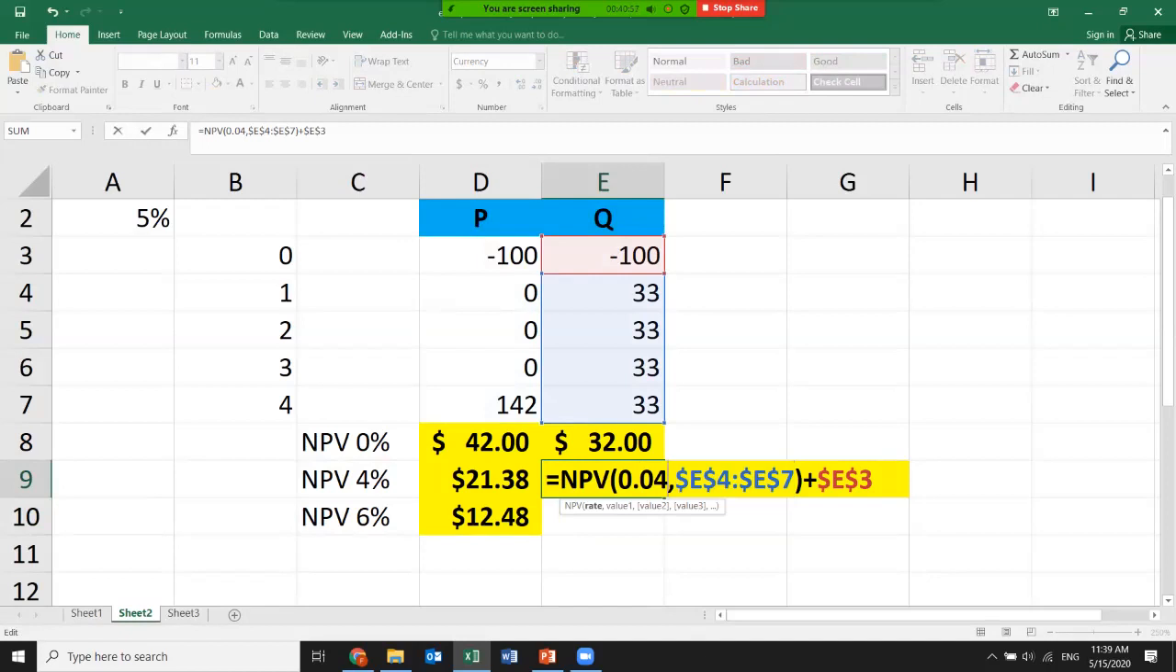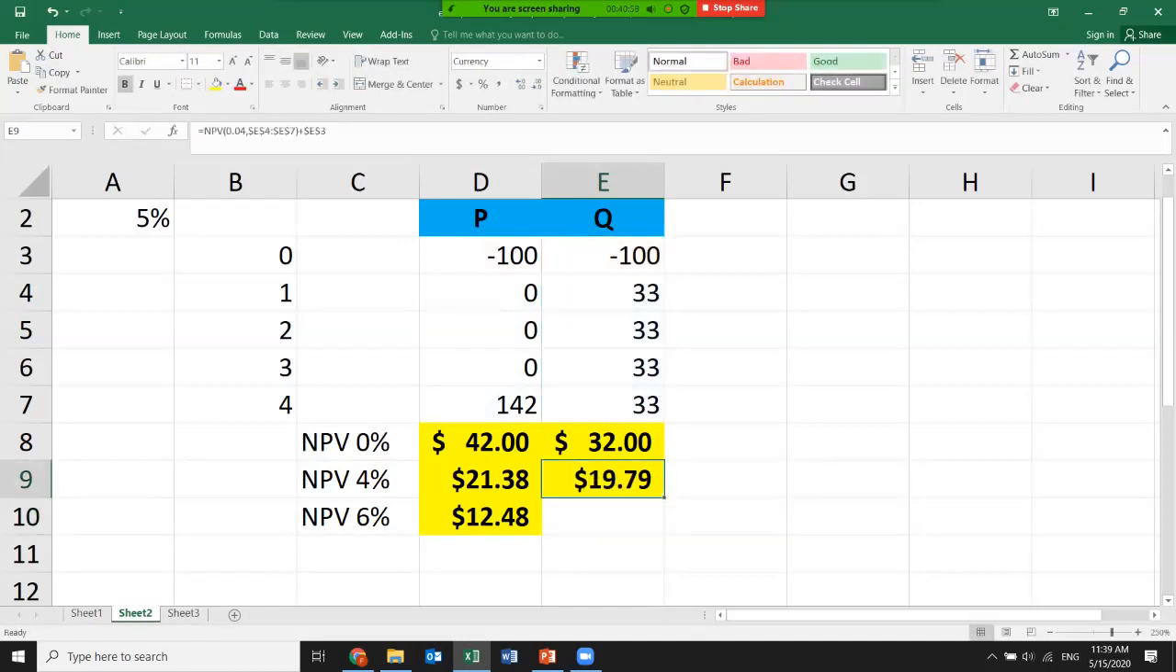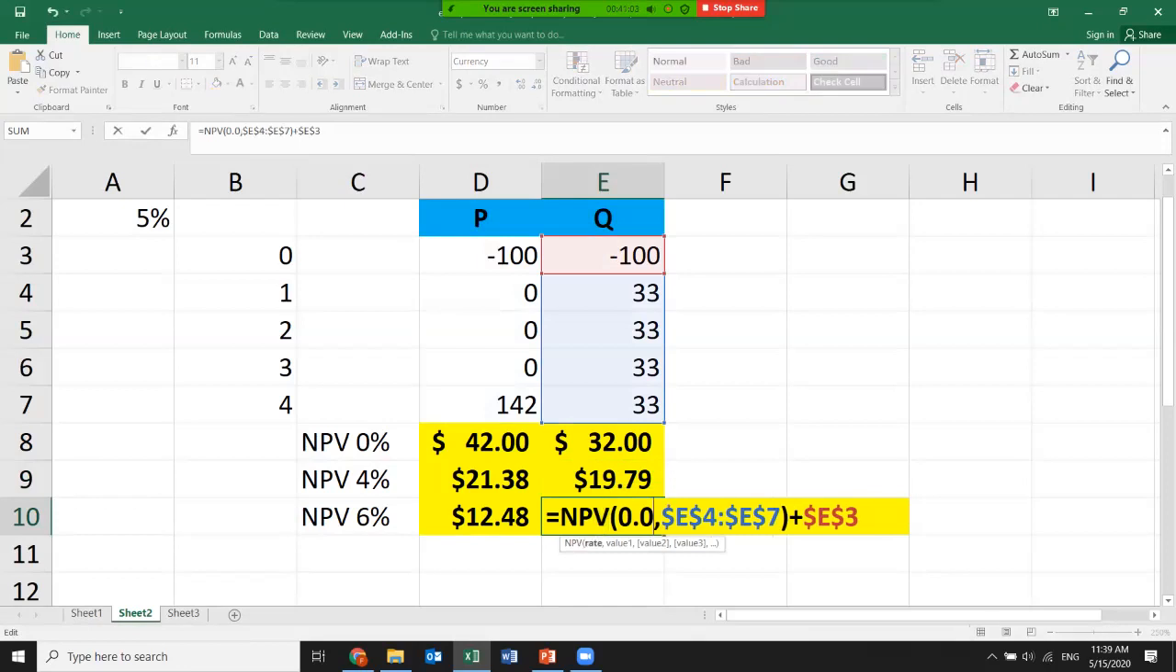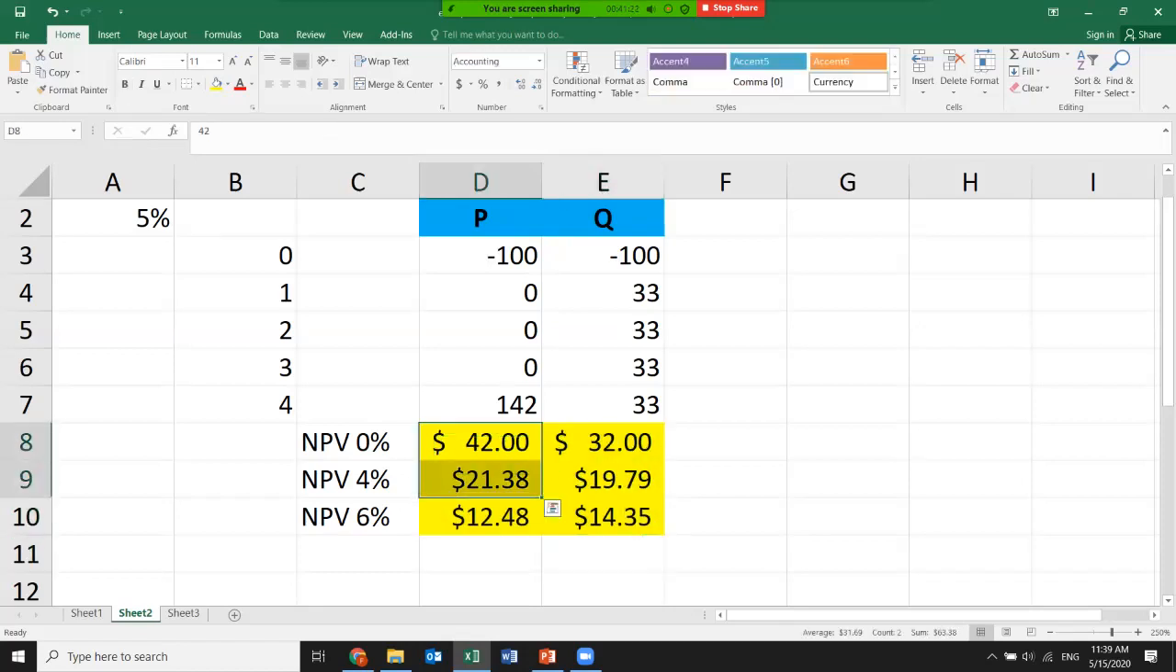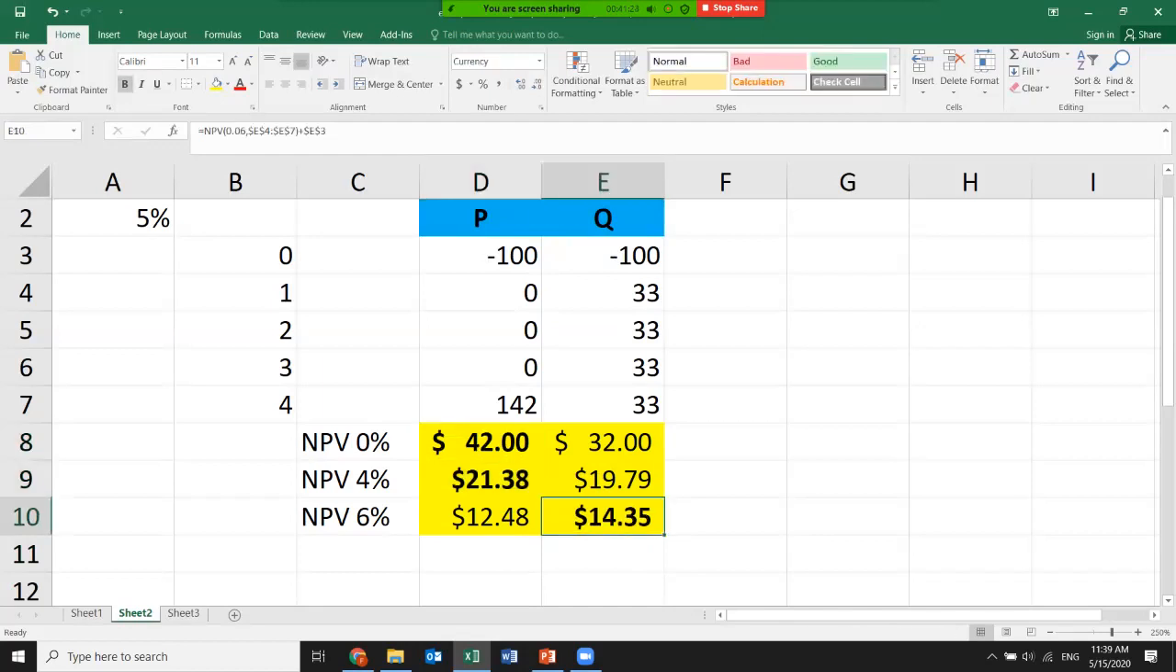And if I just drag it down and make this one 6%, so now if the rate becomes 6%, then we're gonna choose project Q. Let me make it like this. So in the first two NPVs, I will choose this project. In here, I'm gonna choose this project.